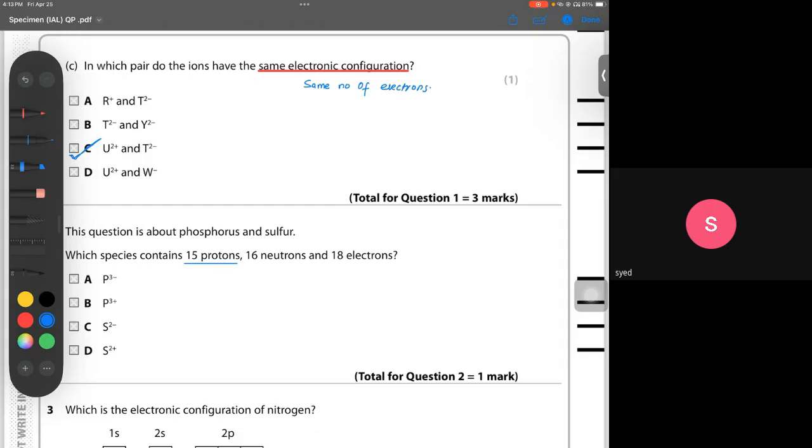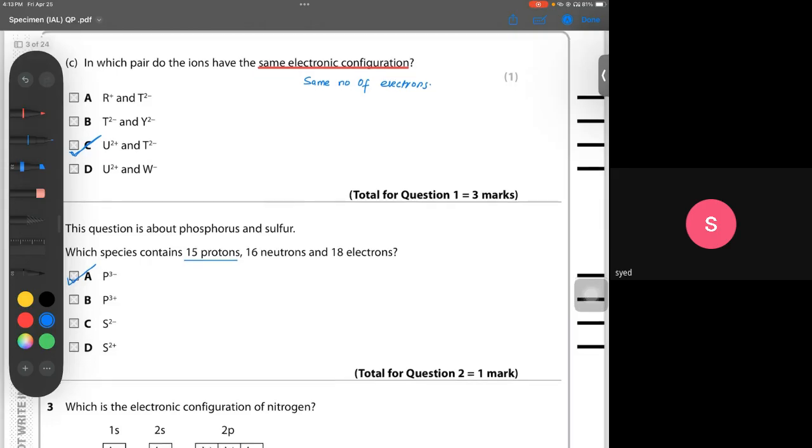Okay. And then you have to decide: it has 18 electrons, so the charge is exactly 3 minus, because it has gained 3 more electrons. So the total electrons are 18 right now. So A is your correct option.